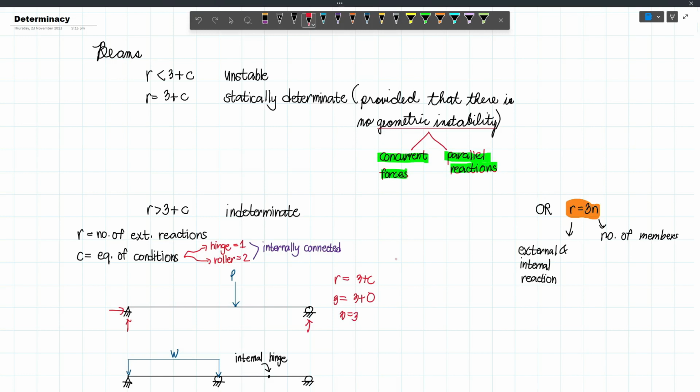Now, what if we use R equals 3n? Our R now considers all reactions, which is the same here, 3. So 3 equals 3 times the number of members, which is 1. So 3 equals 3, which means our beam is determinate. That is our conclusion.